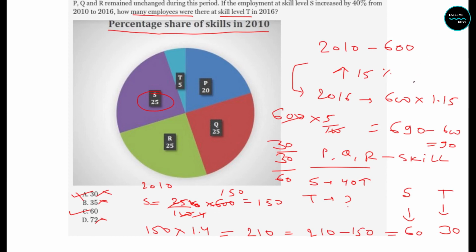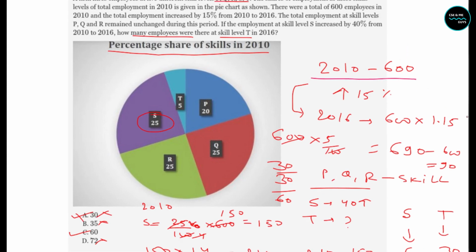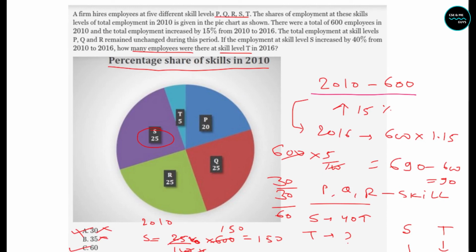Let me just recalculate the major things with a different color so you understand. So we are given that in 2010 there are 600 people working, just given in the question. There are 600 employees in 2010. It's given in the question, and they said 15% increase from 2010 to 2016. So the total working there in 2016 is 690. So the people increased were 90 people, because 600 in 2010, now in 2016 there are 690.